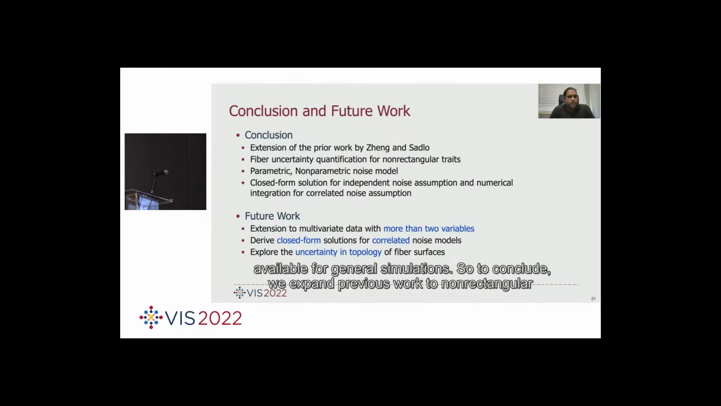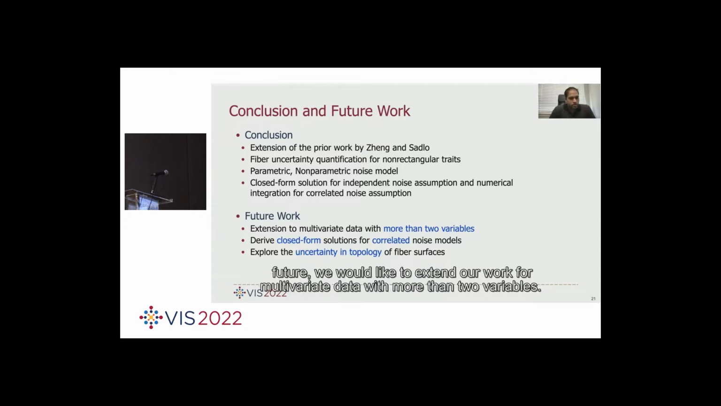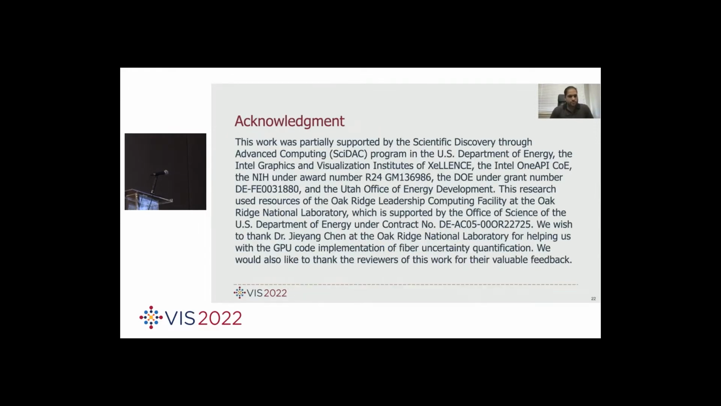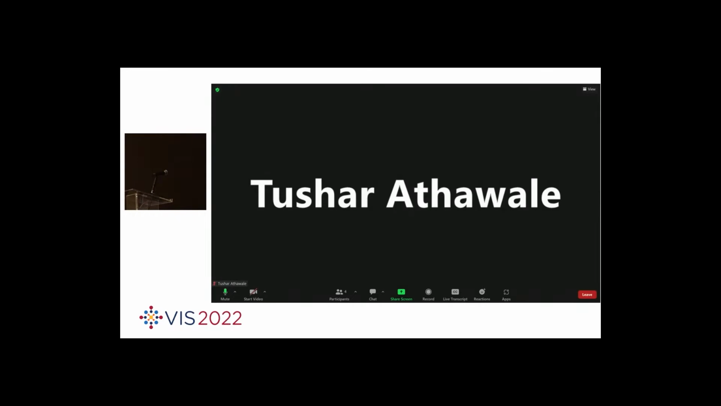So to conclude, we expand previous works to non-rectangular traits and non-parametric noise models. For fiber uncertainty quantification, we provide closed form as well as numerical integration approaches. In the future, we would like to extend our work to multivariate data with more than two variables. We would like to derive closed form solutions for correlated noise models if computable. And also, we would like to explore the uncertainty in topology of fiber surfaces. So thank you.